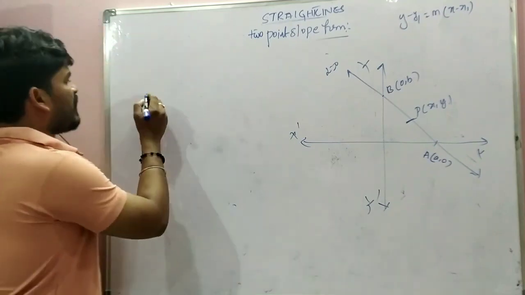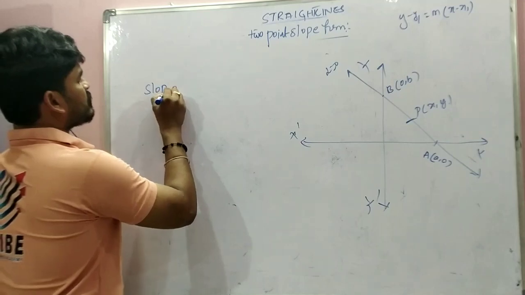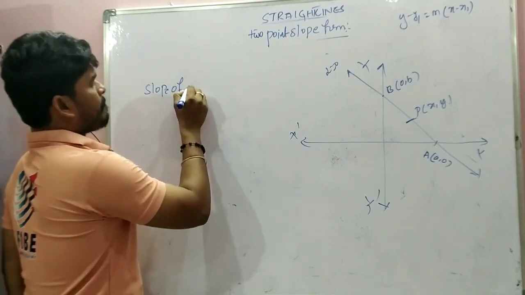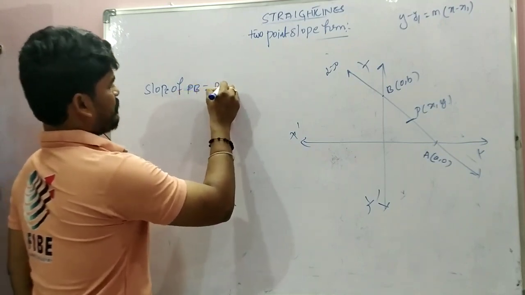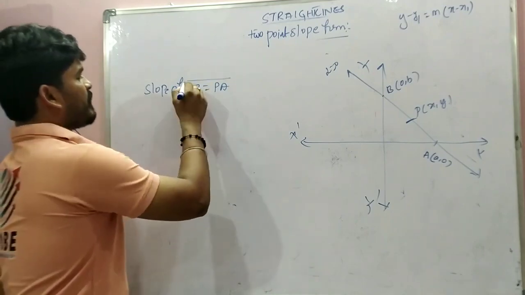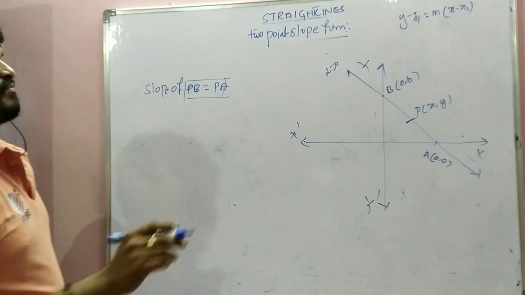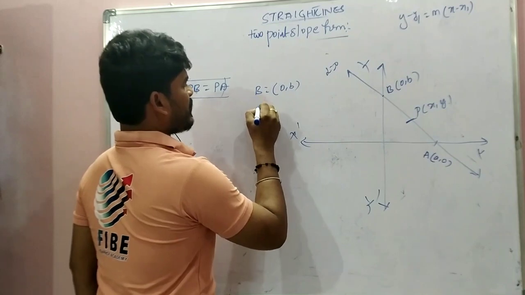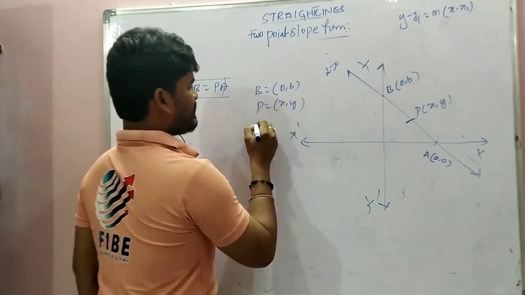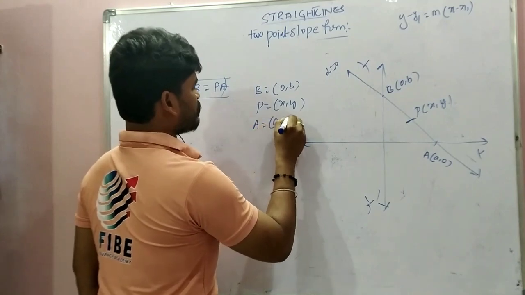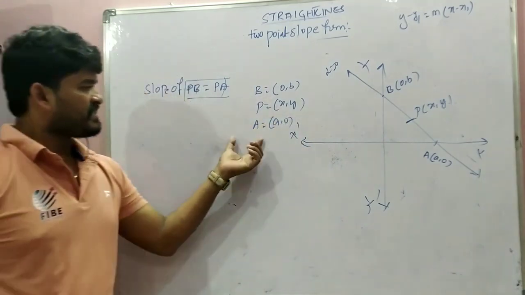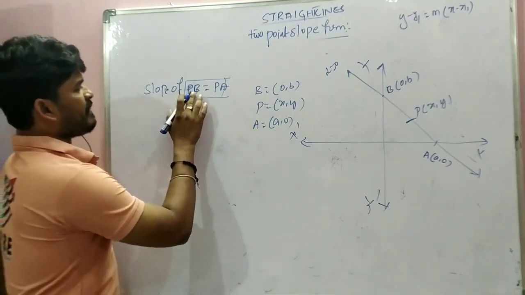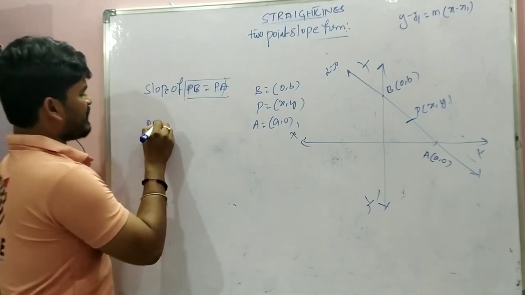So from this equation, point P is lying on this straight line. That's why the slope of PB equals the slope of PA. From this diagram we know that B is (0, b), P is (x, y), and A is (a, 0). Therefore the slope of PB equals the slope of PA.